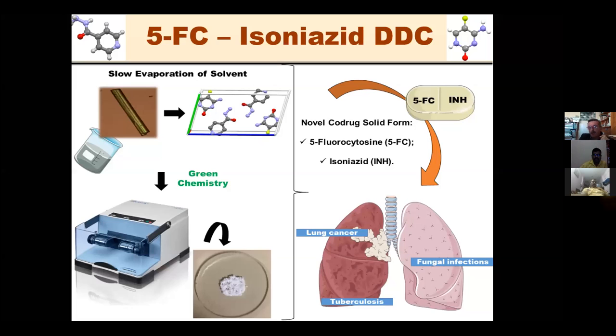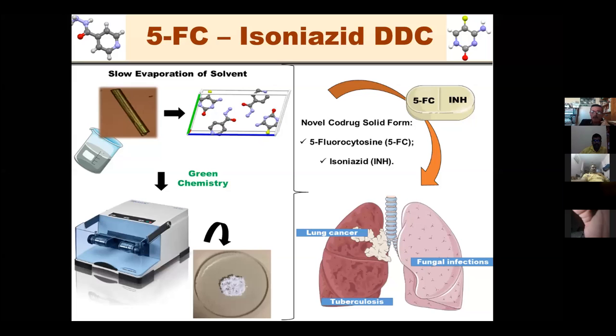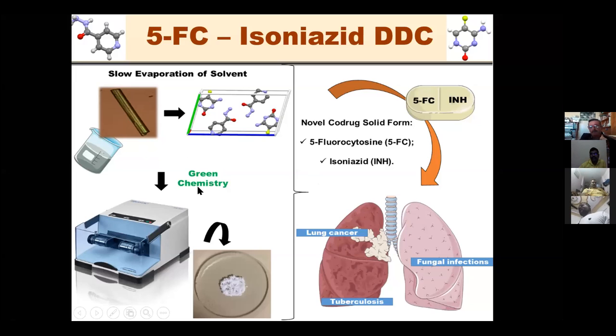So having both diseases at the same time, tuberculosis, cancer after the tuberculosis, as well as fungal infection in the lung, have been very problematic issues. So this drug was designed for the treatment of these concomitant diseases. We were able to synthesize it by solvent as well as mechanochemistry procedures, using what is called green chemistry.